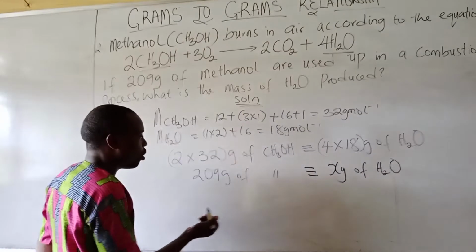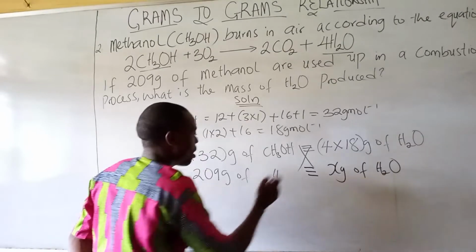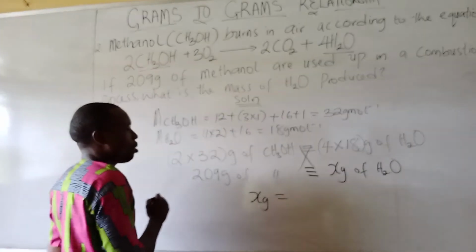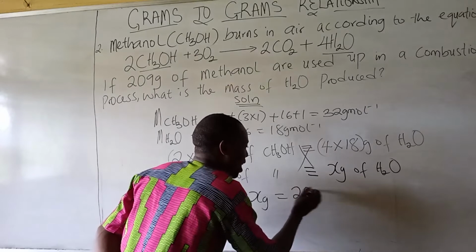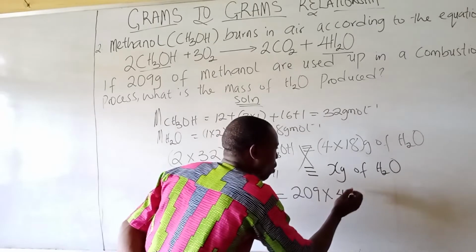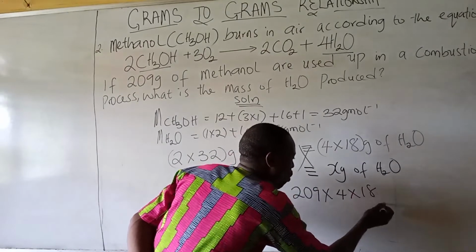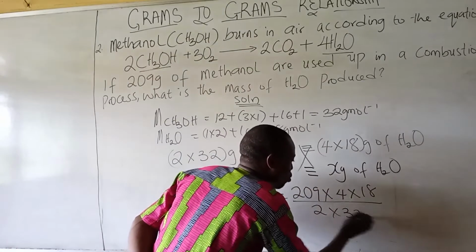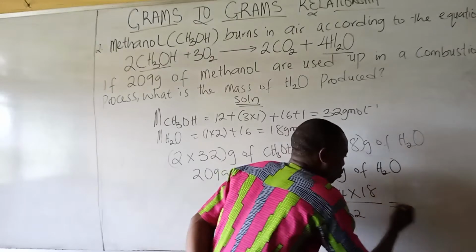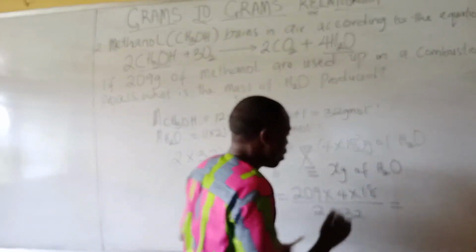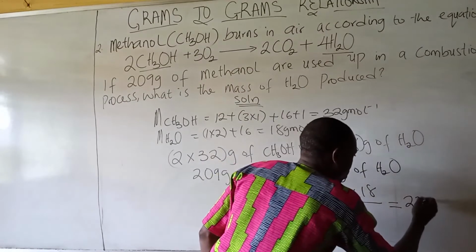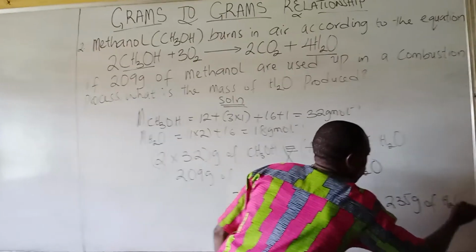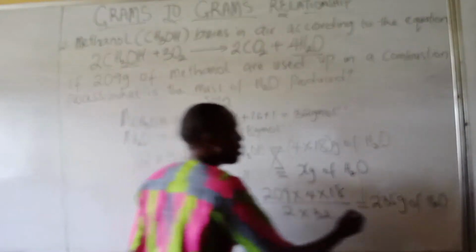Very simple. We cross multiply. Here x grams is equal to 209 multiplied by 4 times 18 over 2 multiplied by 32. When we multiply and divide, the answer should give 235 grams of H2O. That is the final answer to this question.